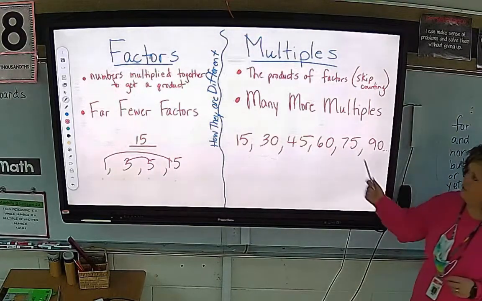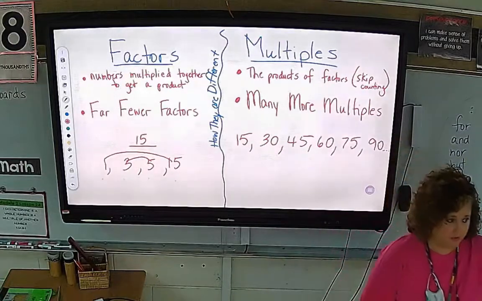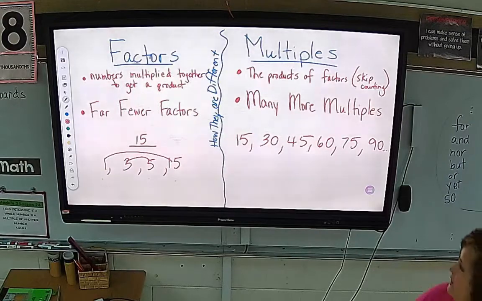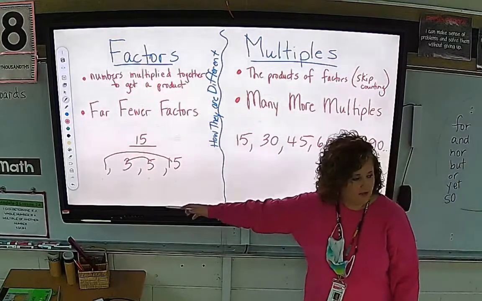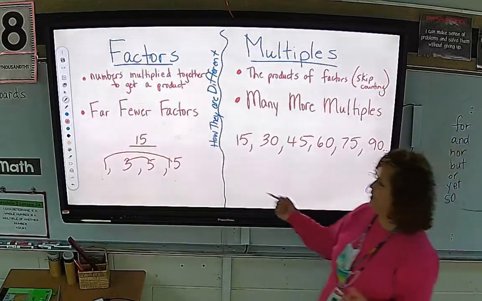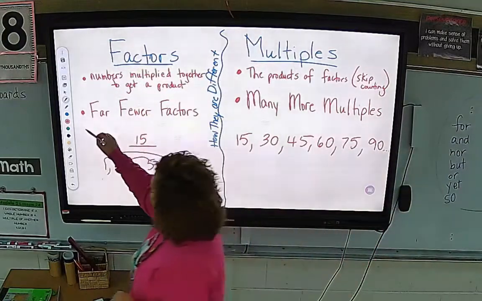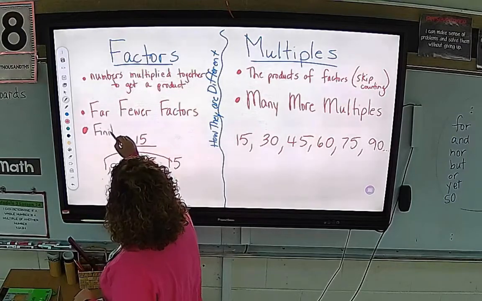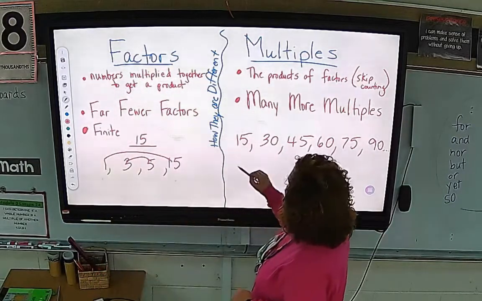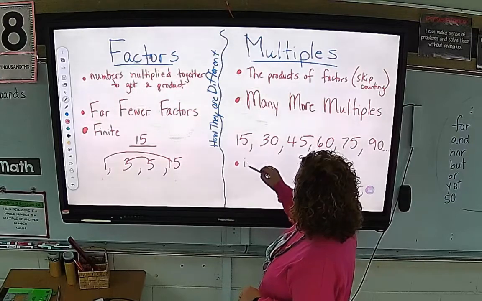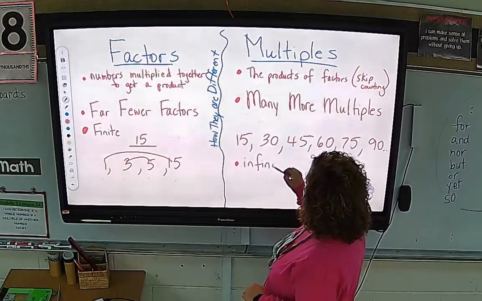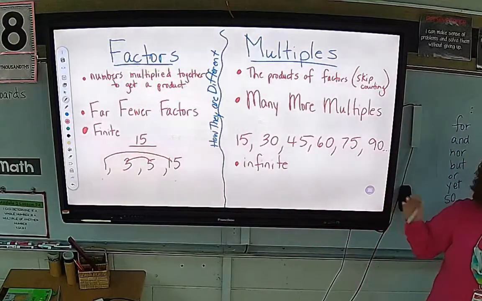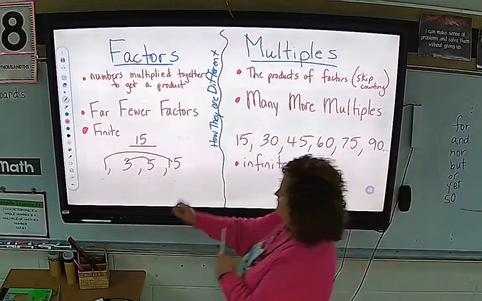Okay. So when you skip count, you could go on forever. Think about a pond that never ends. Gotta be an ocean. All right. Far fewer factors, many more multiples. Another way to say this is that this is finite. I think we talked a little bit about that word. And that this is infinite. To infinity and beyond. Okay, because it would keep going and keep going and keep going.